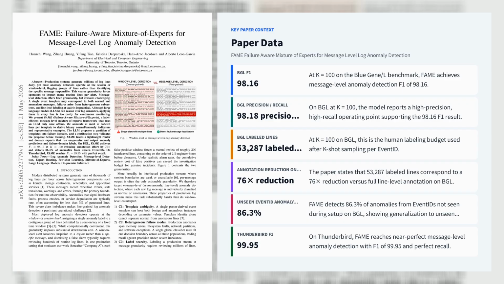Ablations show that a single global BERT collapses to F1 equals 29.65, while removing LLM grouping still leaves a strong TF-IDF variant at F1 equals 93.01, indicating that routed specialization is the main source of gain.